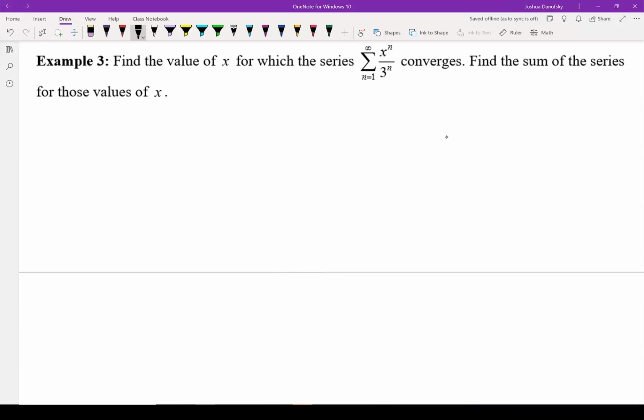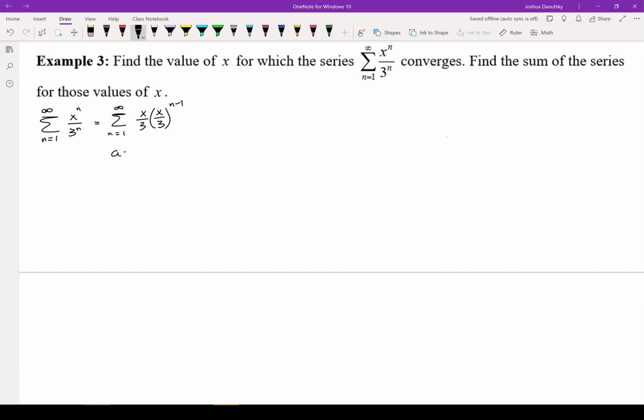Example 3, find the value of x for which the series, the sum n equals 1 to infinity of x to the n over 3 to the n, converges. Find the sum of the series for those x values. So hopefully we recognize immediately that this looks a lot like a geometric series. So let's go ahead and write it in the format that we normally write our geometric series, a times r to the n minus 1. If you need to, pause the video and check that what we've written here is equivalent to this.